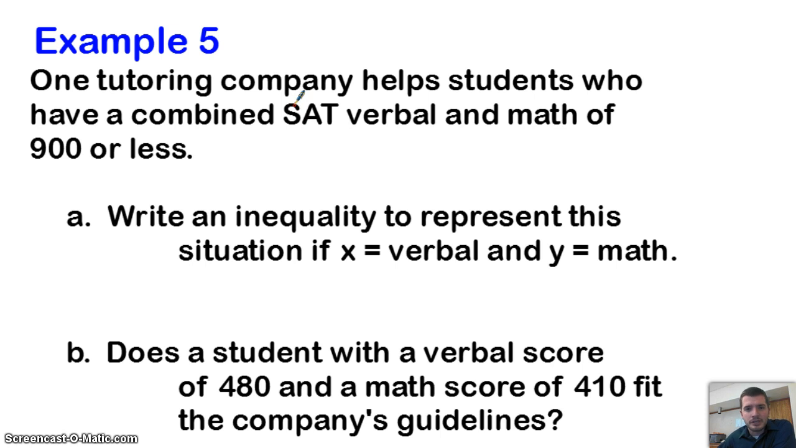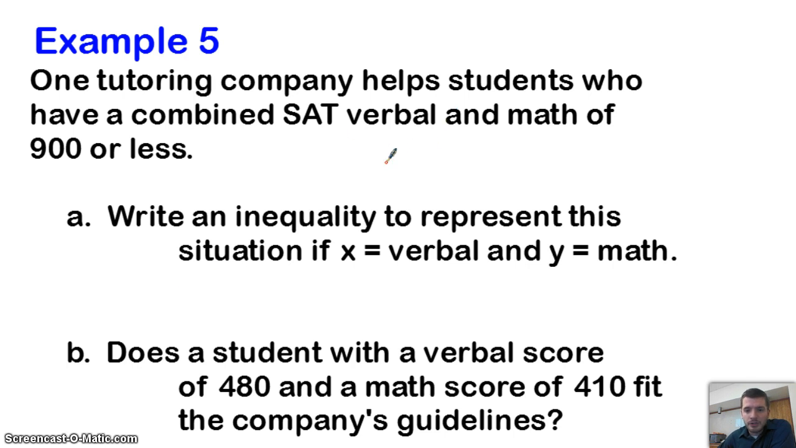Okay, this one is not about graphing. This is just about an inequality in general. So it says one tutoring company helps students who have a combined SAT, verbal and math score, of 900 or less. So it says write an inequality to represent the situation if x equals verbal and y equals math. So again, there's two different scores in the SAT.